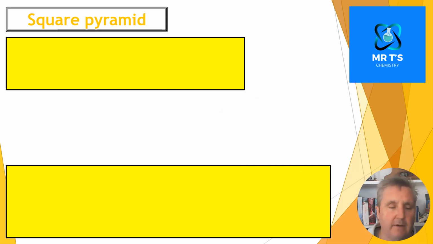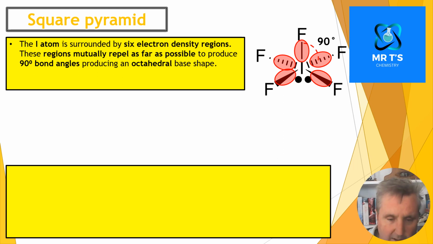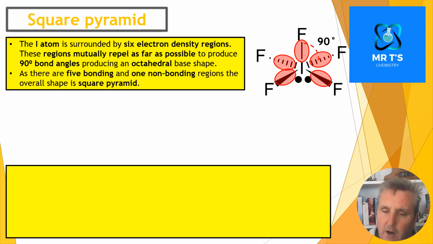Square pyramid. Let's have a look at this one. Okay, again we have 6 regions of electron density. They repel as far as possible to produce this octahedral shape as the base shape, with 90-degree angles. But because only 5 of the 6 regions are being used, we're going to have a square pyramid. Okay, so we've got a square base and the fluorine at the top that gives us a pyramid shape.